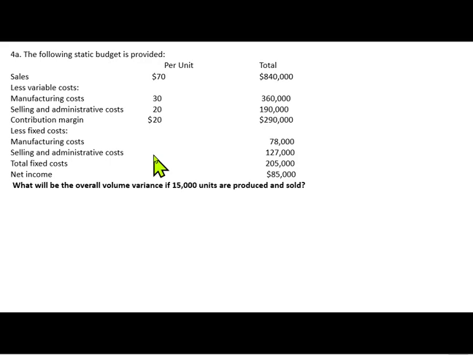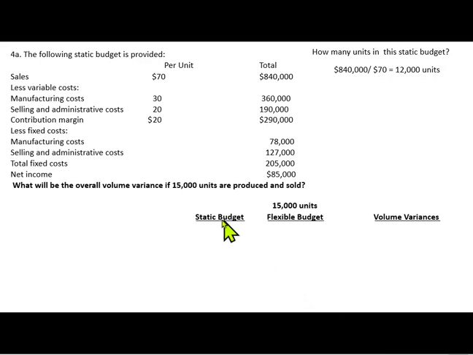So the first thing we've got to do is figure out what is the current volume we're operating at. The way to figure that out is take the total sales, divide that by the selling price per unit, and right now this budget is based on 12,000 units. So what's going to be our net income, or they state it this way, overall volume variance? What's going to be the overall volume variance if we are going to operate at 15,000 units? Well, let's do that. So if we operate at 15,000 units, we're going to look at what the static budget number was, which are these pieces right here, and compare that to the flexible budget, right?